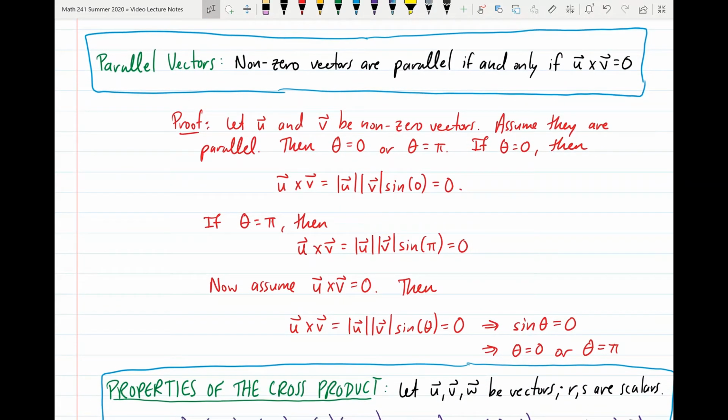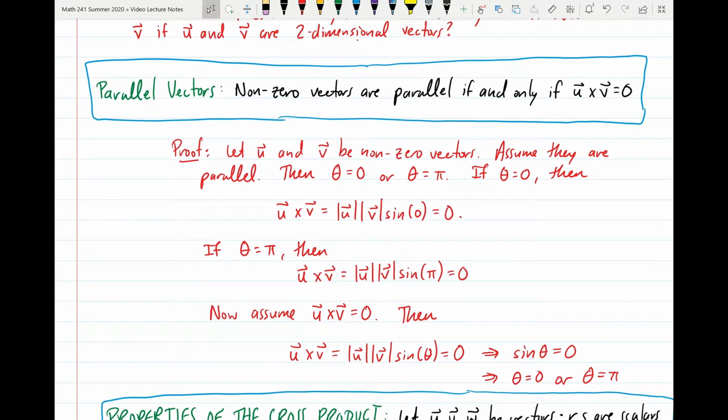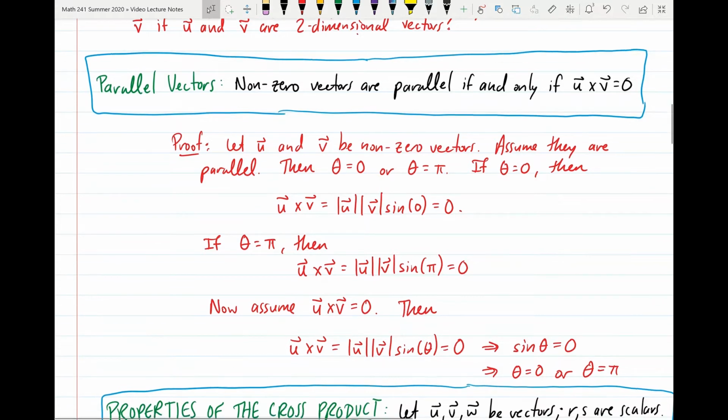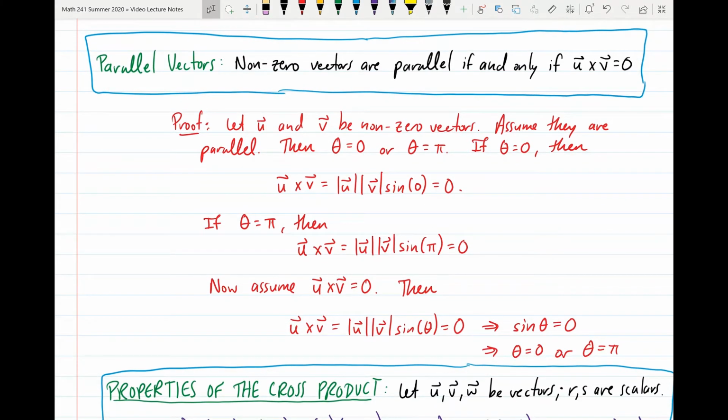So let's let u and v be arbitrary non-zero vectors and assume that they are parallel. First we'll do the forward direction, so we'll assume that the vectors are parallel, then show that their cross product is equal to 0. After we're done with that, we'll do the backwards direction, assuming that u cross v is equal to 0 and showing that u is parallel with v. So again, assume that u and v are parallel, then theta is going to equal 0 or theta is equal to pi, because the fact that they're parallel means that they're lying on the same line.